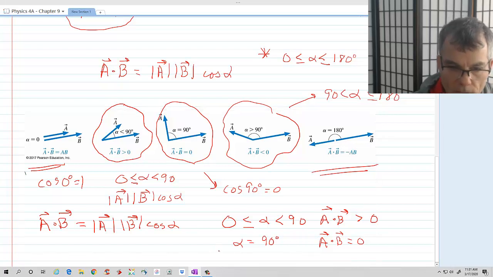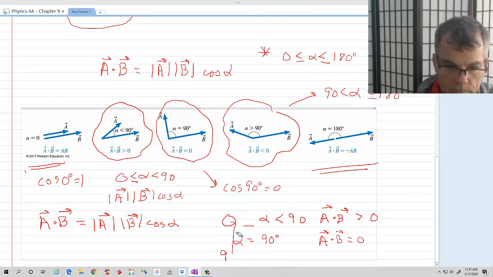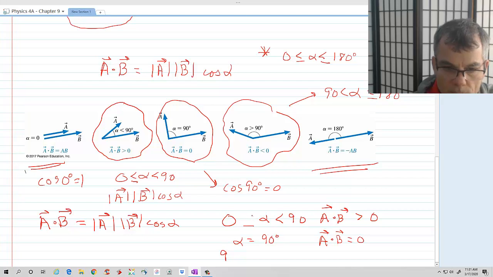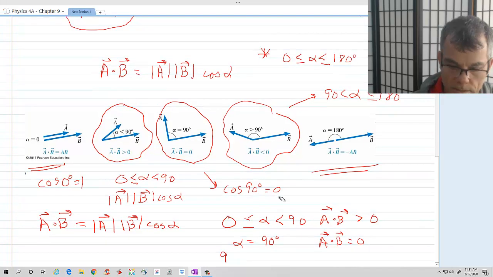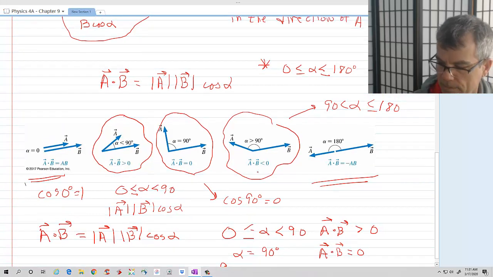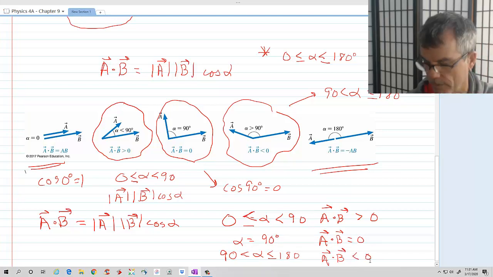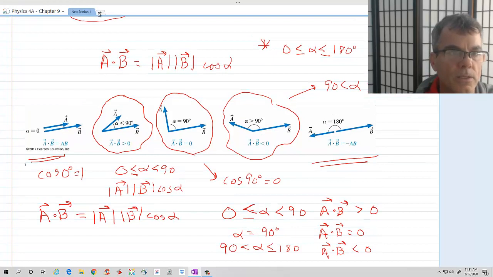And then if our angle is greater than 90 degrees and less than or equal to 180, then our dot product is going to be negative. Okay, let's grab a new page.